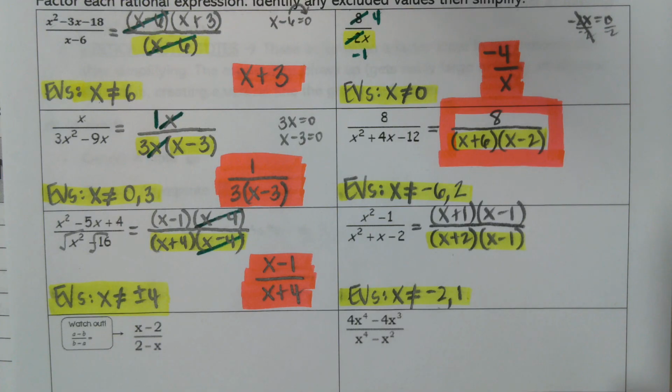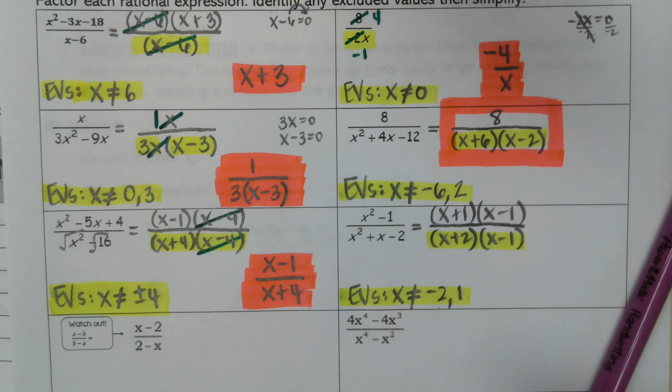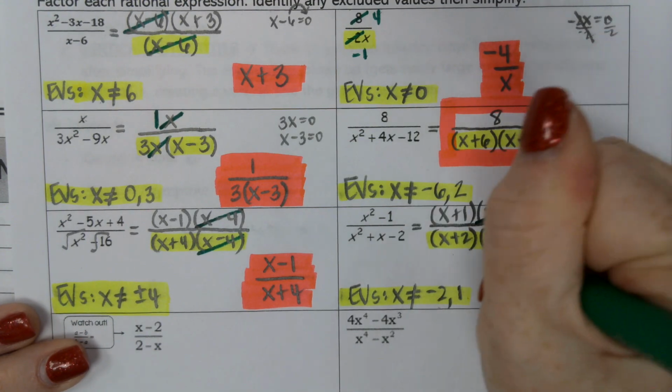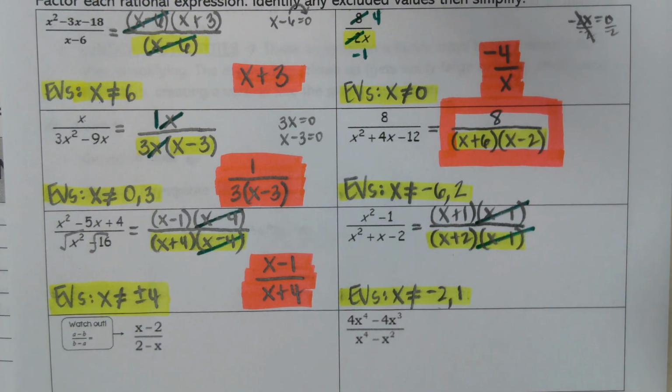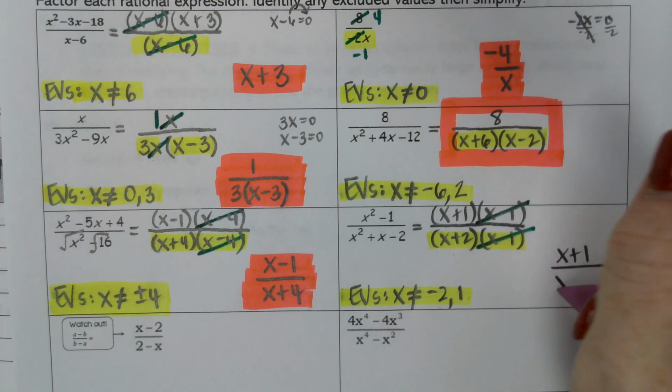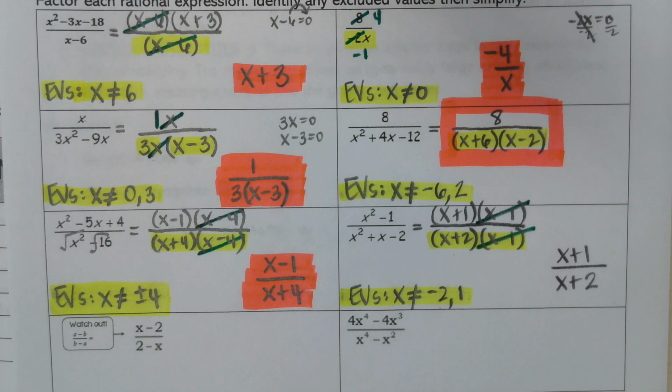Okay? All right, now, what do they have that is alike? The x minus 1s. So I'm just going to cancel those out, and I am left with x plus 1 over x plus 2. Can I cancel the x's? Nope.